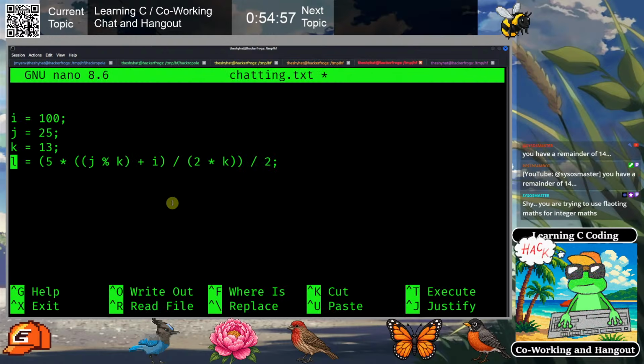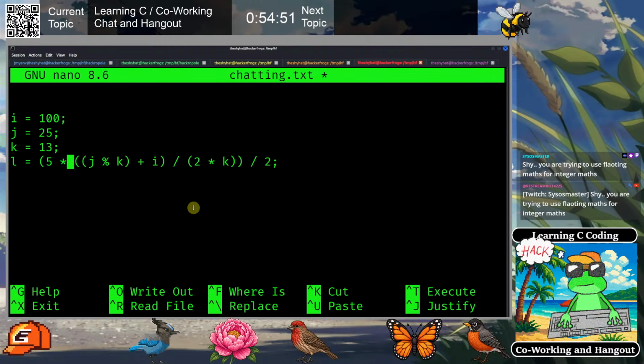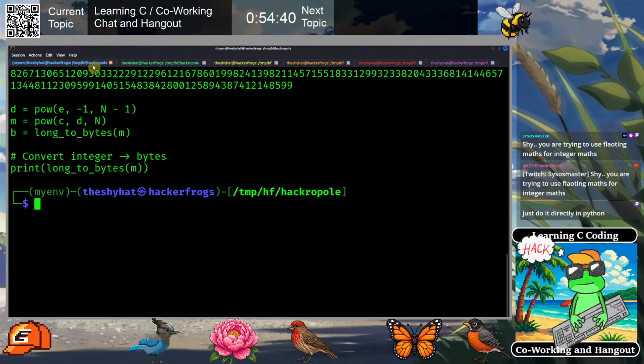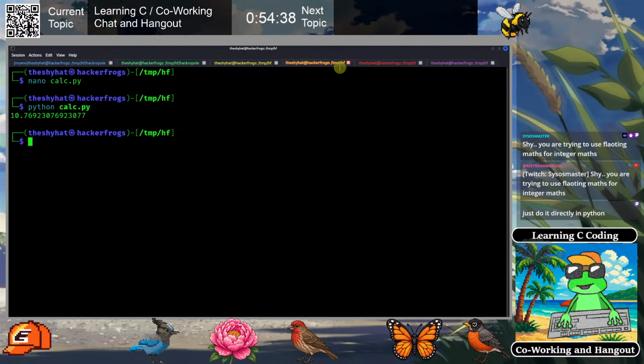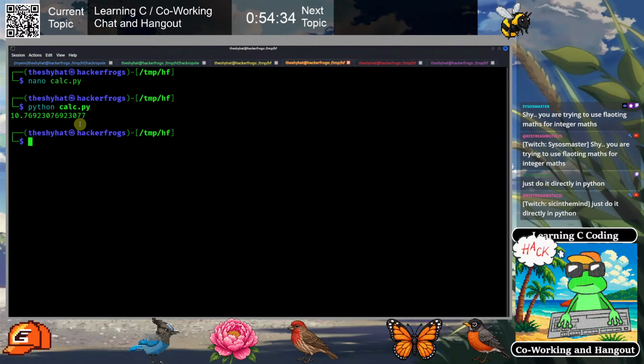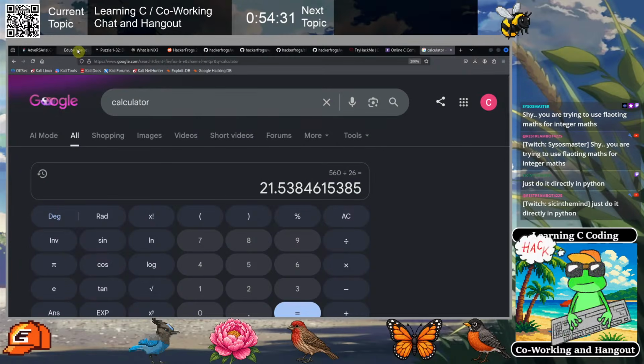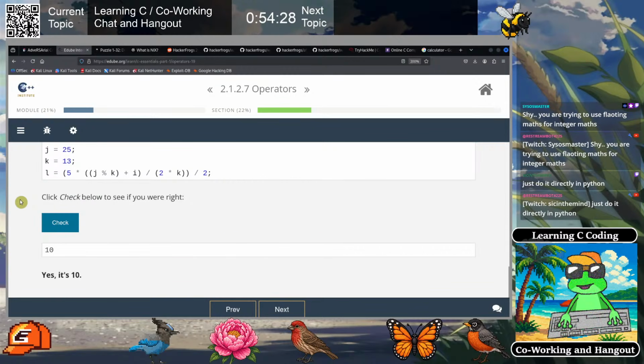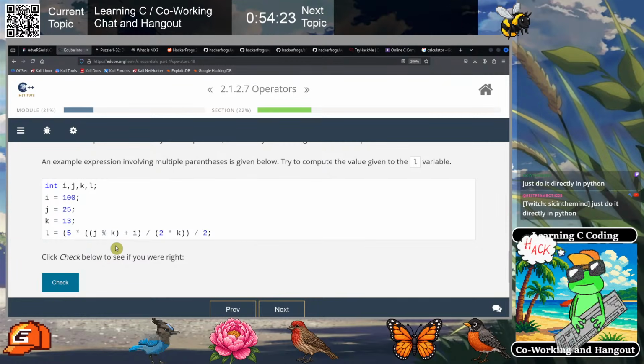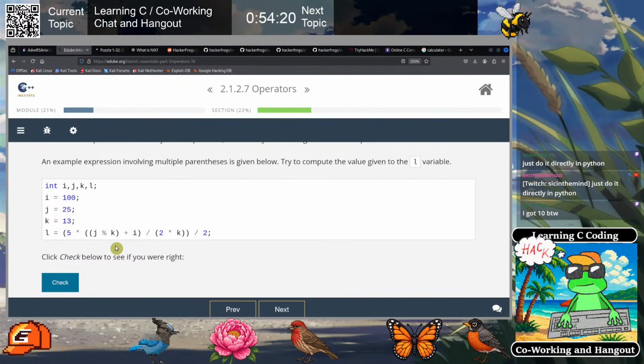Where are we? You're trying to use floating point math for integer math. Let's just take a look at what the answer is supposed to be. When we ran it from the terminal here, oh, wrong terminal, we got 10.76 something. Let's see what the answer is supposed to be. 10. Okay, so it's supposed to be 10, but how do we? You got 10. Okay, okay.